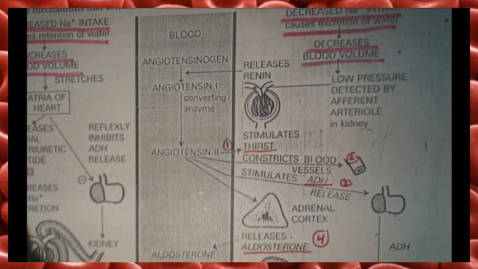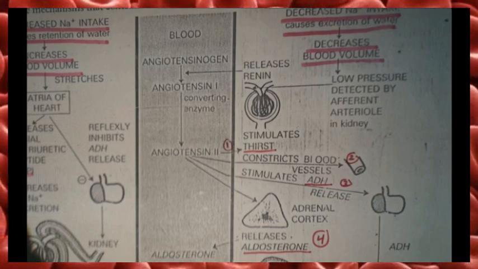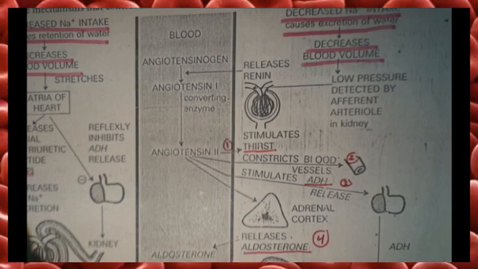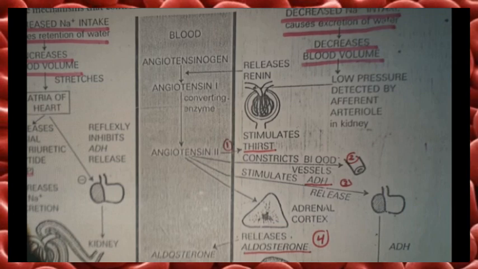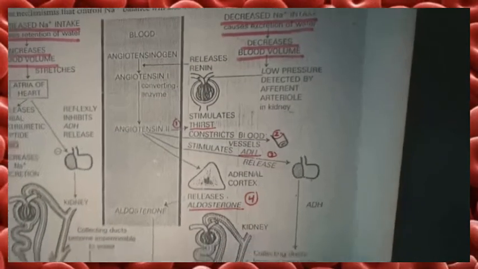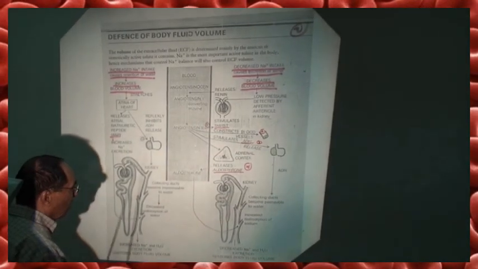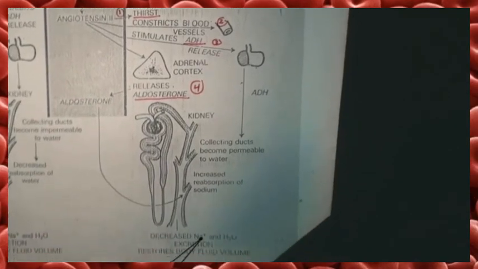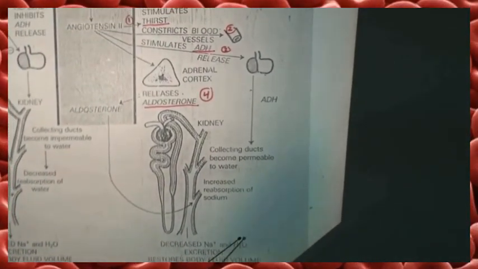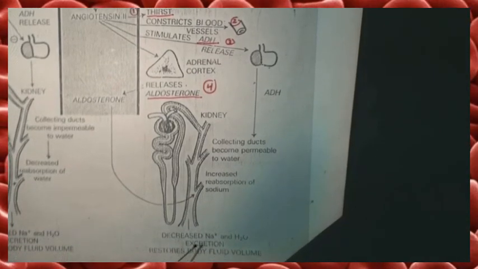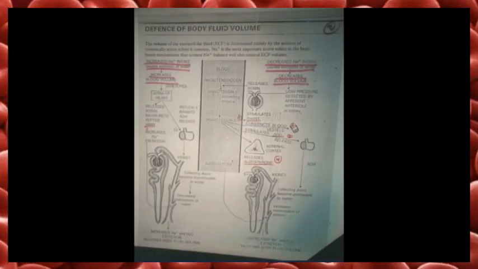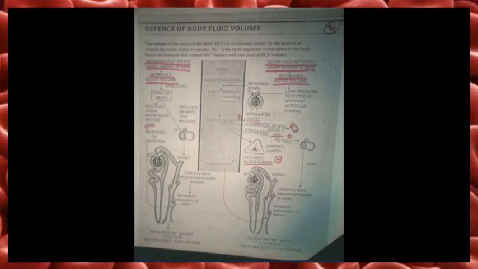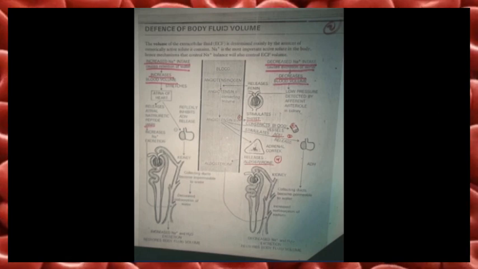And these are the functions of angiotensin 2. It causes thirst, constricts blood vessels, stimulates ADH, and releases aldosterone from the adrenal cortex glands. You see, ADH as well as aldosterone decrease sodium excretion and water excretion, then they restore the body fluid volume. This is the defense of the body against any change in the volume of the fluid.